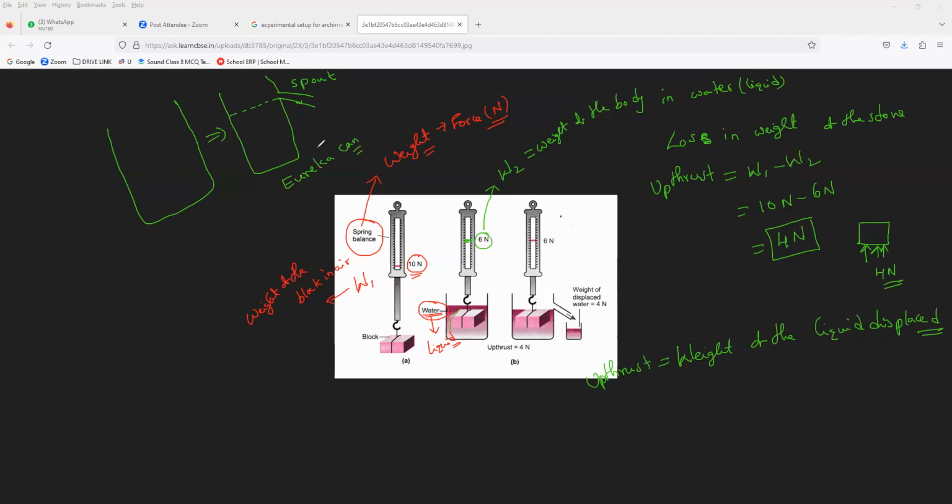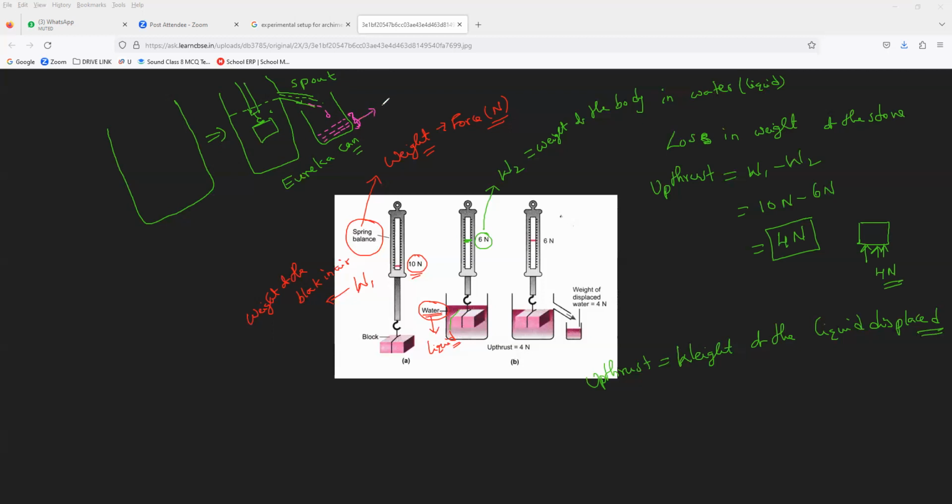Eureka can is usually used to collect the amount of displaced liquid. Now, if I put this setup with the help of a spring balance, what will happen? As soon as the stone, the block, goes down, some amount of water will start moving out. Is the entire water going to come or only some amount? Yes, some amount of water will be collected. That is the water I collected.